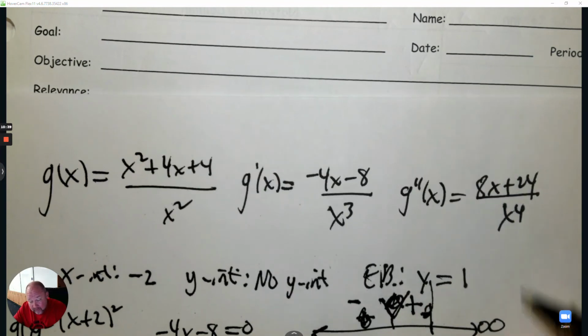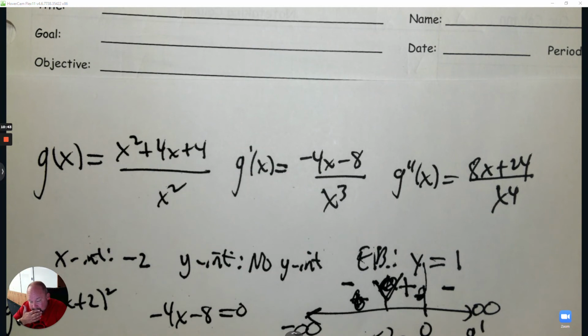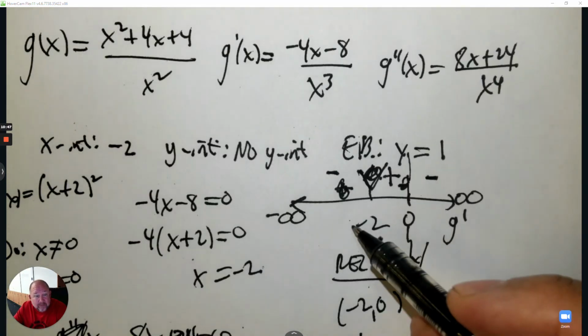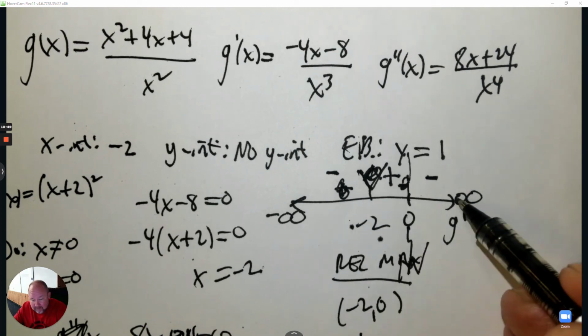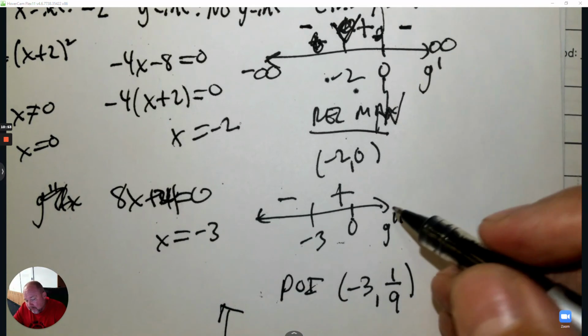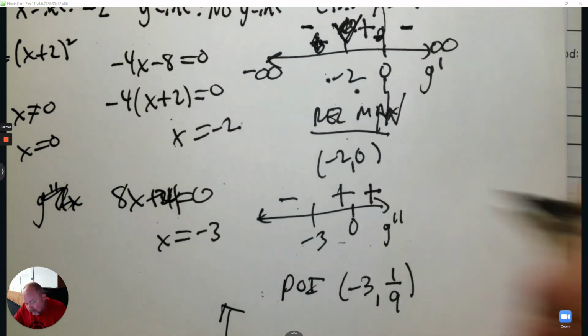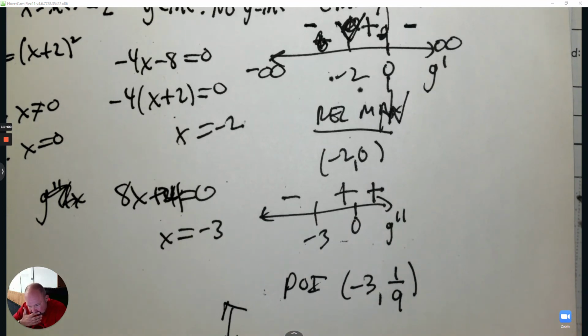And then after 0 it is again decreasing. So if I put in positive 1, it's decreasing. All right. So what I forgot to do is put in the asymptote on my number line. I should also put that here on my number line. So if I plug in a number bigger than 0, this is also concave up. So both sides are concave up.